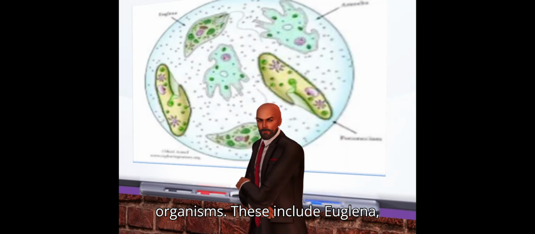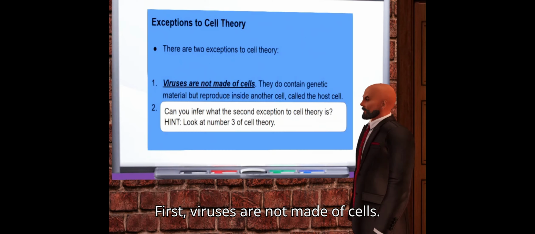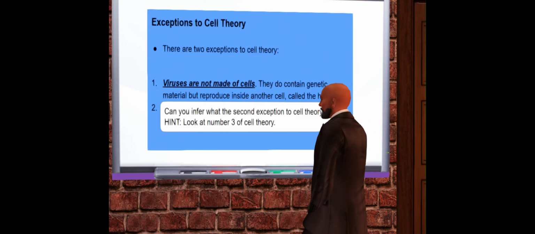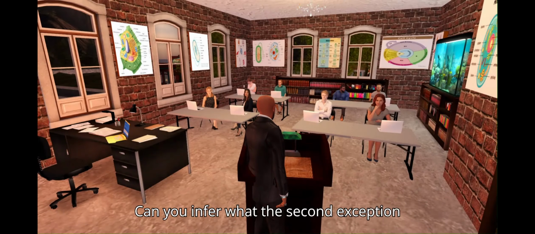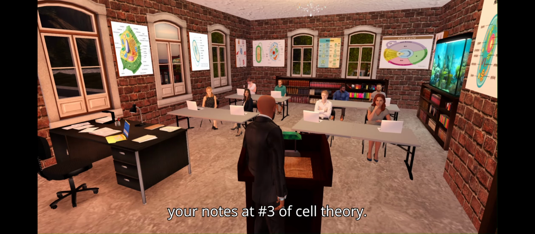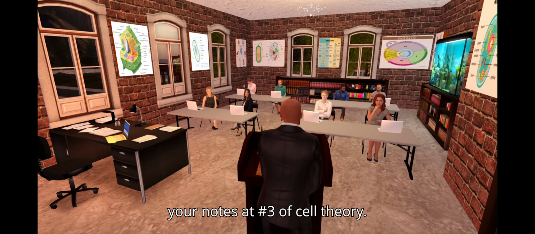There are a couple of exceptions to cell theory, though. These are: first, viruses are not made of cells. They do contain genetic material, but reproduce inside another cell, called the host cell. Can you infer what the second exception to cell theory is? For a hint, look in your notes at number 3 of cell theory.